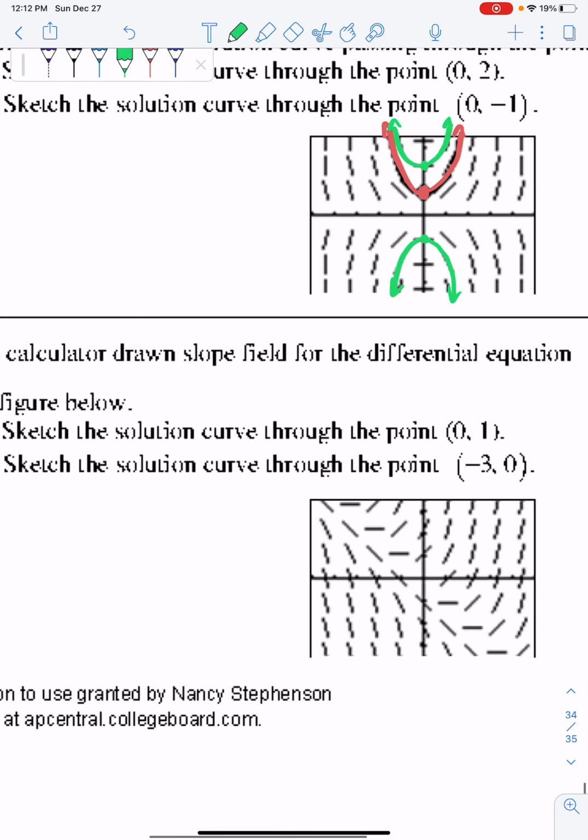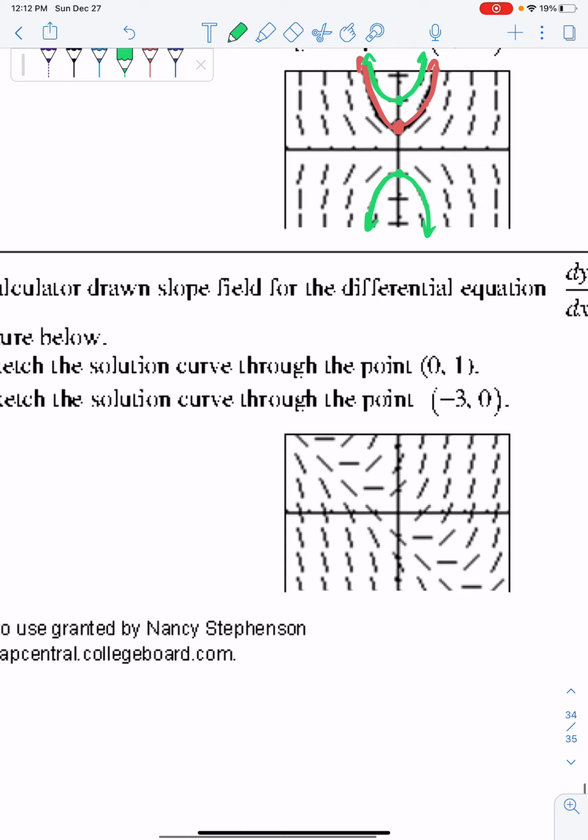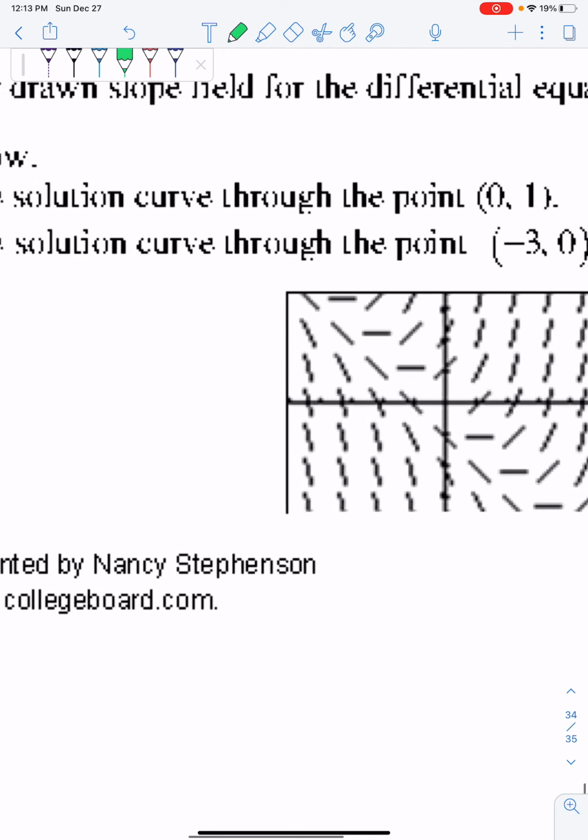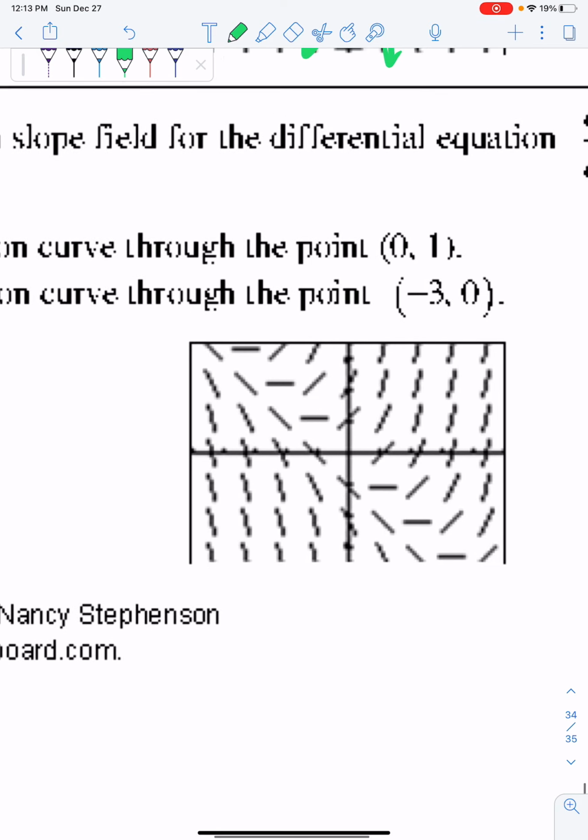So look at this one here. Sketch the solution through 0, 1. Okay, so if I start right here at 0, 1, then as I go to the right, I'm going up like this. And as I go to the left, look what happens. Right here I go flat, and then I start following this line right here. It looks like there might be an asymptote as I reach that point right there, okay?